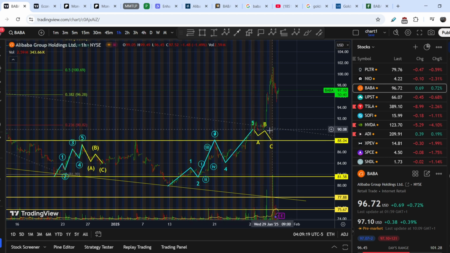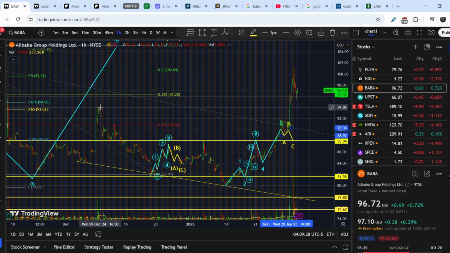Instead of this, we had some kind of triangle pattern right here. And then it broke this pattern to the upside, and it broke basically our previous price target at $94, and it went much higher. And this is, guys, another evidence of the power of technical analysis.